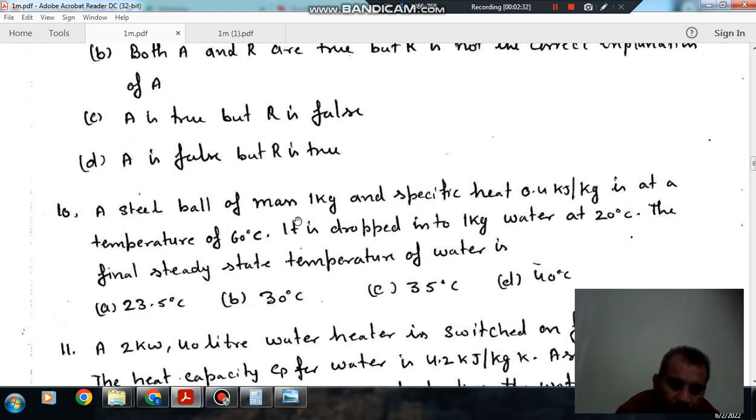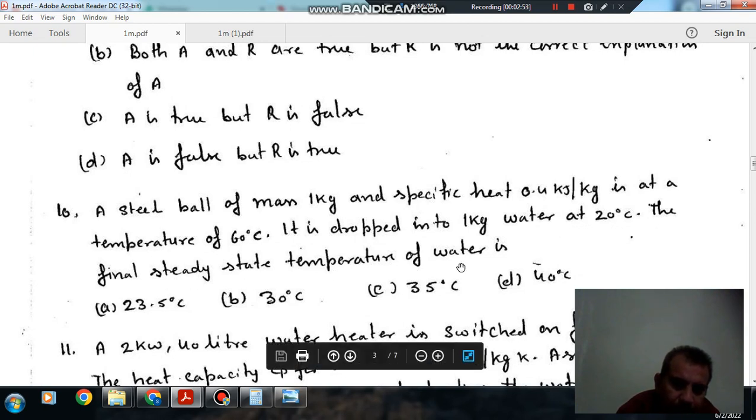Next, question number 10. A steel ball of mass 1 kg and specific heat 0.4 kilojoule per kilogram is at temperature of 60 degrees Celsius. It is dropped into 1 kilogram water at 20 degrees Celsius. The final steady state temperature of water is option A 23.5 degrees Celsius, option B 30 degrees Celsius, option C 35 degrees Celsius, or option D 40 degrees Celsius.